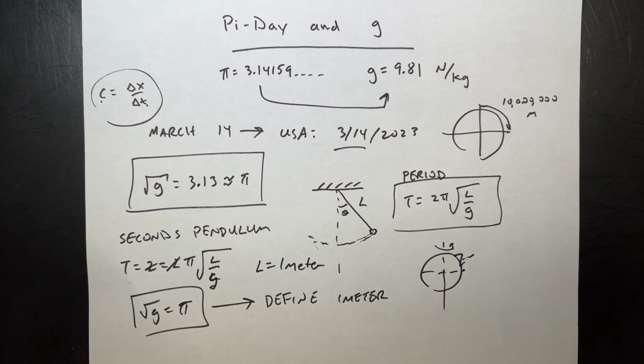But if you take the square root of G, you get it very close to pi, and that's because of the way we define a meter. One of the earlier definitions of the meter.